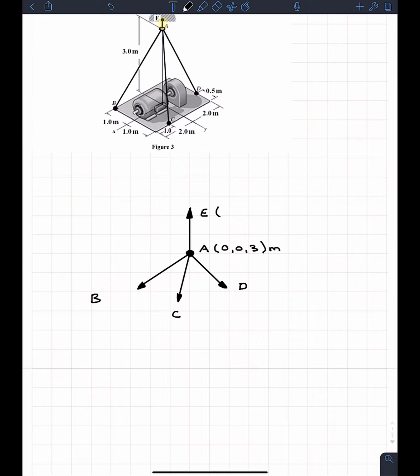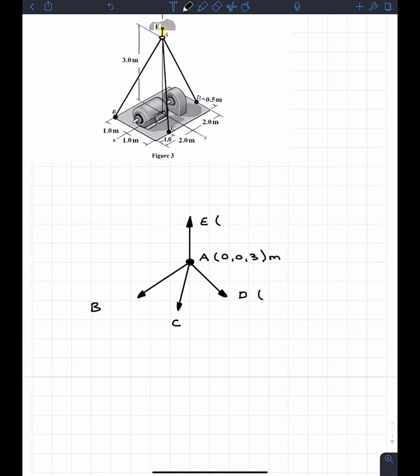Looking at point D, first thing that we're going to want to do is look at how far it is along the x-axis. And if we look at the x-axis, which is right here, we see that it goes a distance of -2 meters along the x-axis. So we're just going to put -2. We know that it's right on the y-axis, so this point right here is going to be 0. And, oh, sorry, not 0, 0.5. And then our last point is going to be 0, because it's 0 in the z direction.